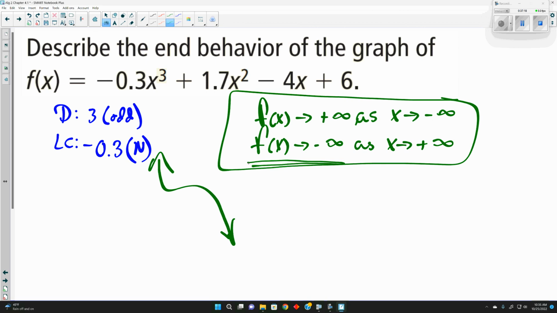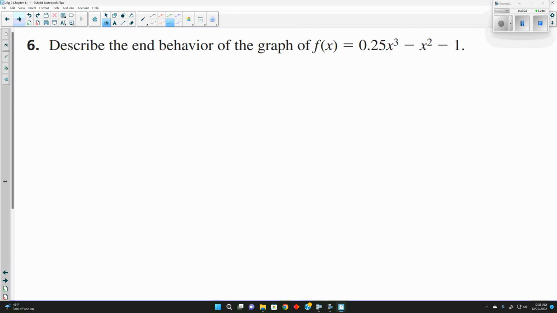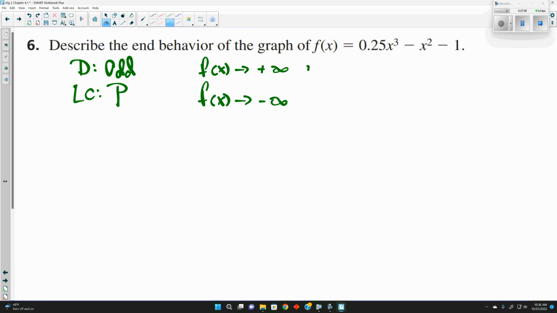Let's look at the next one. We good to look at the next one? So the degree, is it odd or even? Odd, because the degree is 3. Leading coefficient, is it positive or negative? Positive, yes, because the number in front of x to the third, the biggest exponent, is positive, yes? So f of x approaches positive infinity, and we'll have f of x approaches negative infinity.